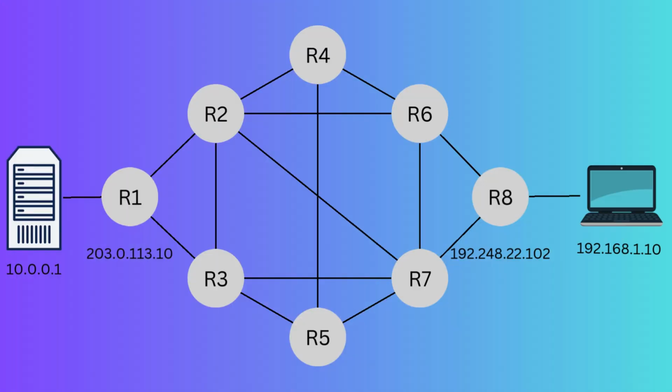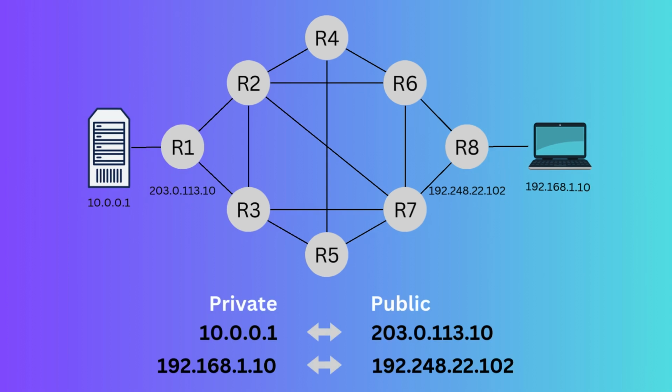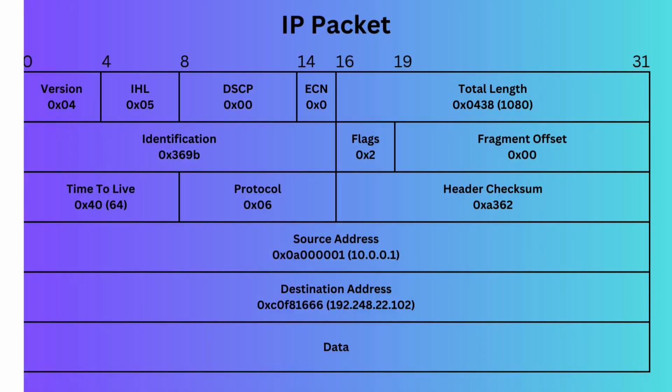In most networks, devices like the server and the client are behind network address translation. NAT allows private IPs to communicate with public networks like the Internet. The image data, like the Mona Lisa, is encapsulated into IP packets.